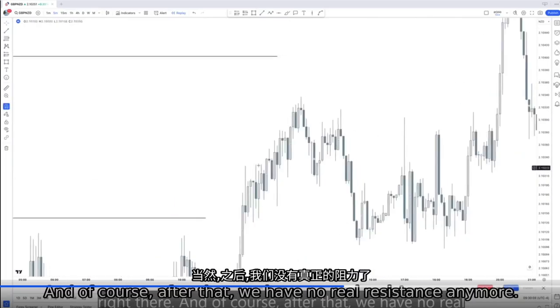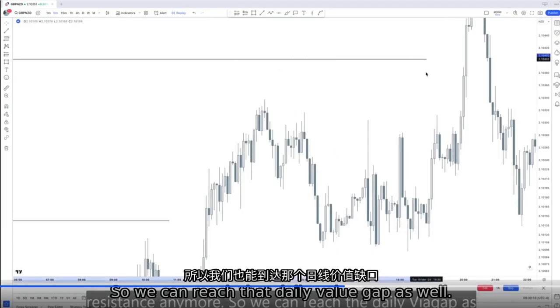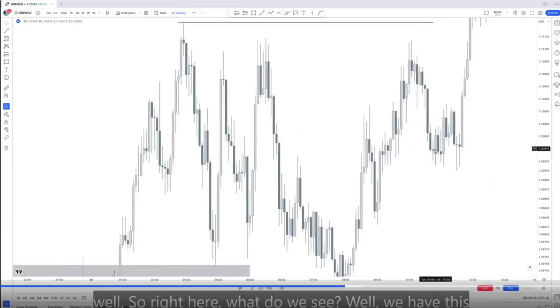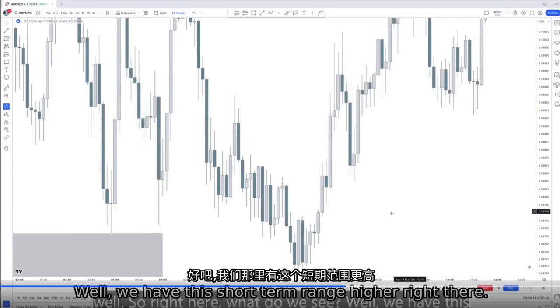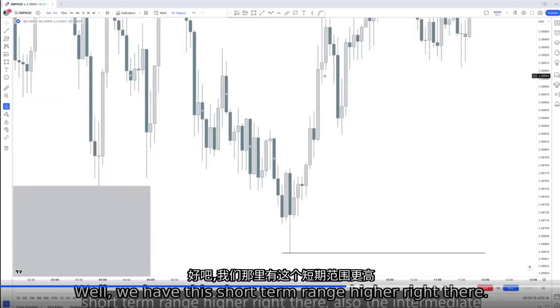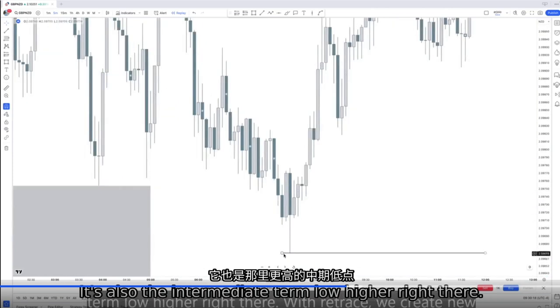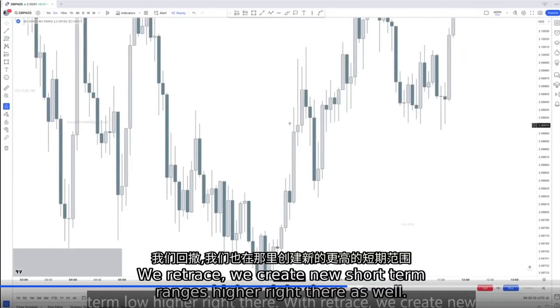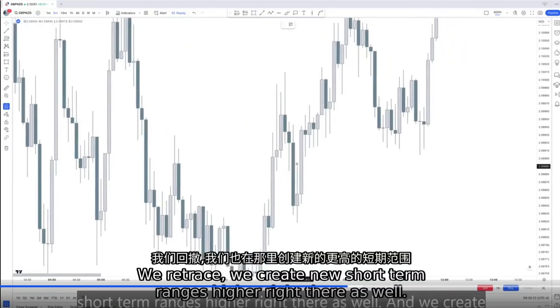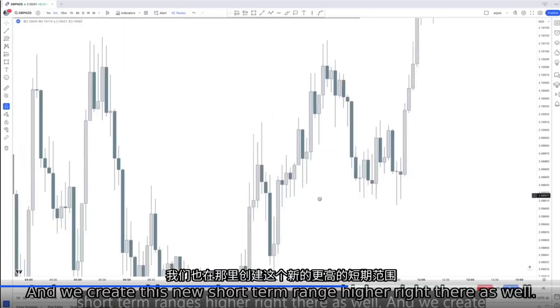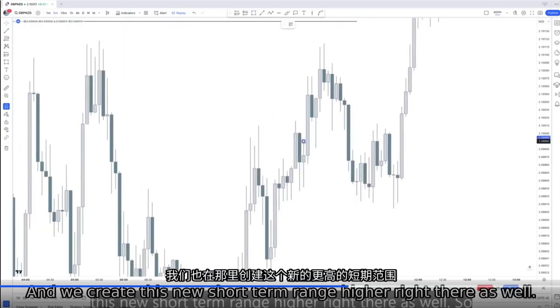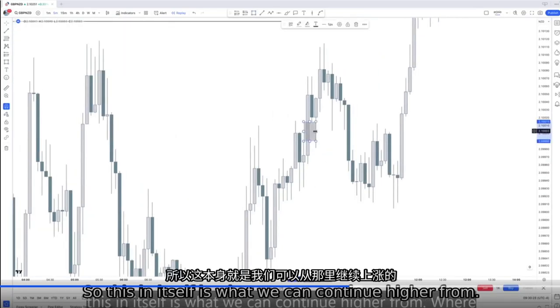And of course, after that, we have no real resistance anymore, so we can reach that daily fair value gap as well. So right here, what do we see? Well, we have this short-term range higher right there. It's also the intermediate term low higher right there. We retrace, we create new short-term ranges higher right there as well. And we create this new short-term range higher right there as well. So this in itself is what we can continue higher from.